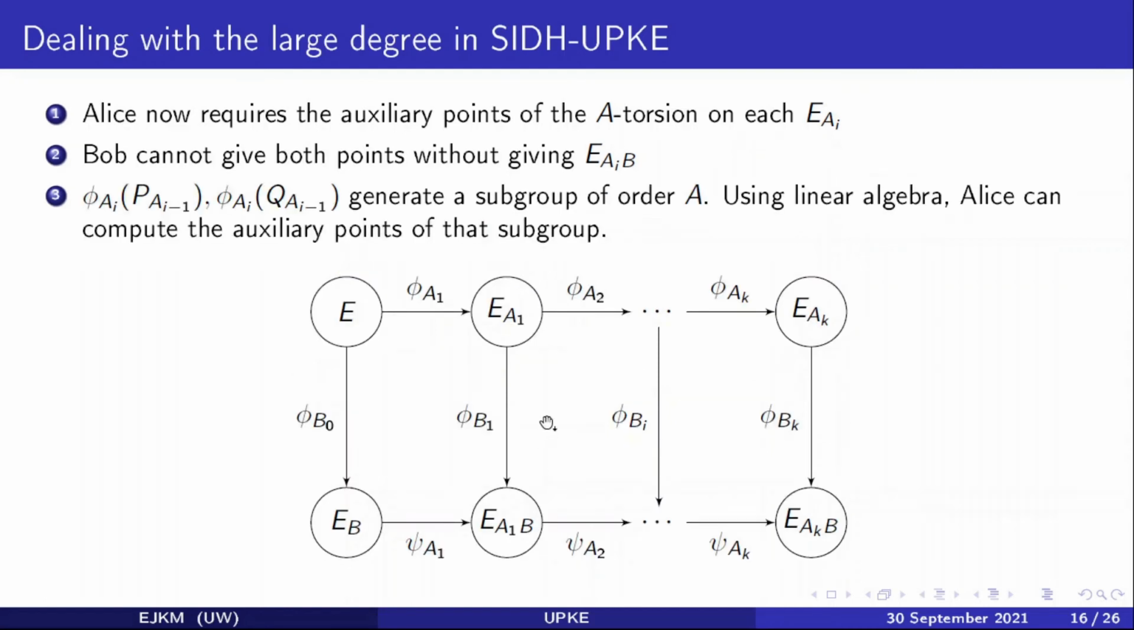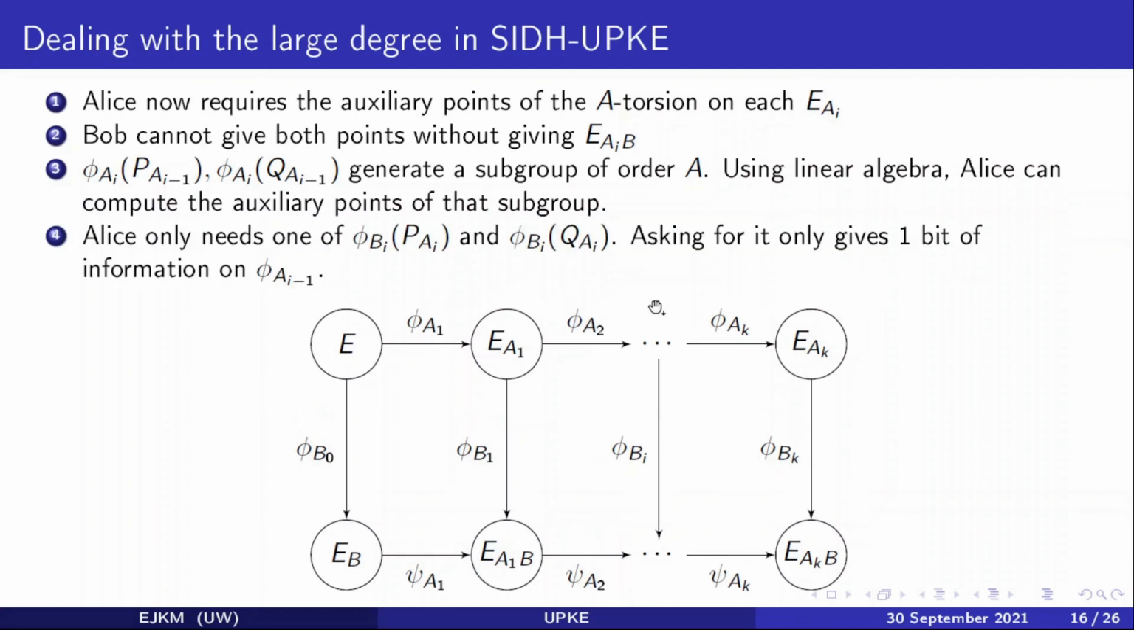We can remark that when we apply phi A to the A torsion of the previous curve, we get a subgroup of order A. This means that using linear algebra, if Alice knows the auxiliary points on the previous curve, Alice can get the auxiliary point on the image of that curve. So this means that Alice only needs one additional auxiliary point from Bob, and telling which auxiliary point she needs only gives one bit of information on her isogeny.